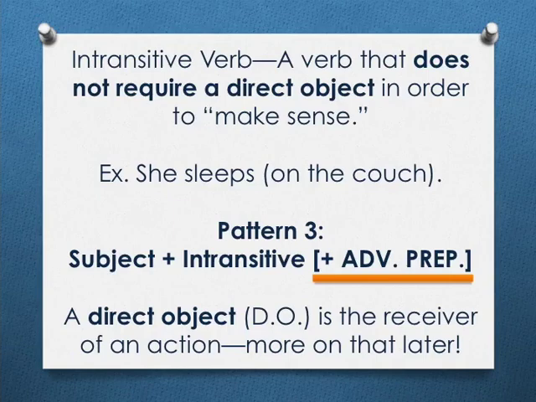This is why for pattern 3, we have subject plus intransitive verb within parentheses plus an adverbial prepositional phrase, something that modifies the intransitive verb. On the couch tells us where she's sleeping. While on the couch might seem like it's receiving the action of sleeping, don't let it confuse you. It is not a direct object. We'll talk about that more later.